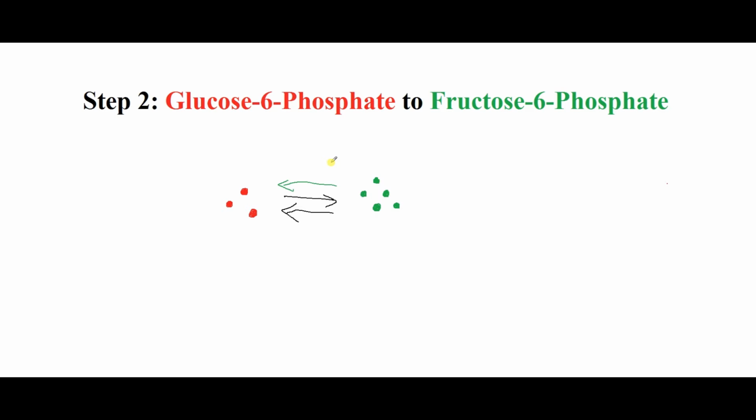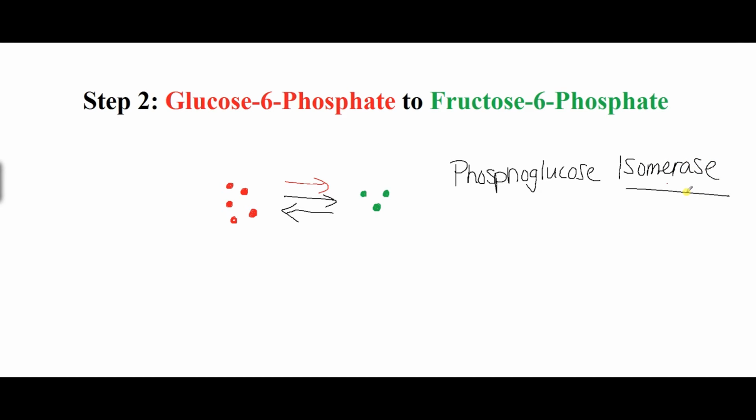However, in most circumstances, in general, we are talking about a higher amount of glucose 6-phosphate as opposed to fructose 6-phosphate, which means the reaction would go down the glycolysis pathway towards step 3. Now, how is this possible? Well, it is possible due to a particular enzyme called phosphoglucose isomerase.